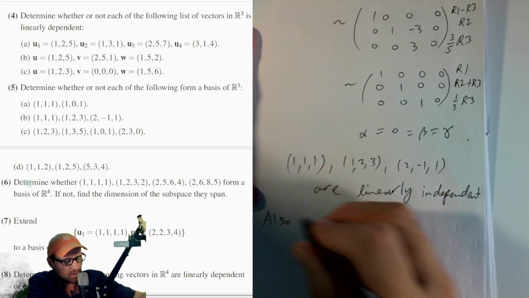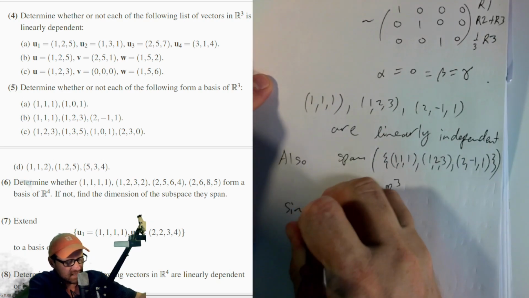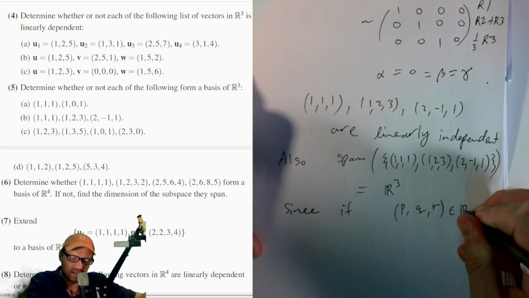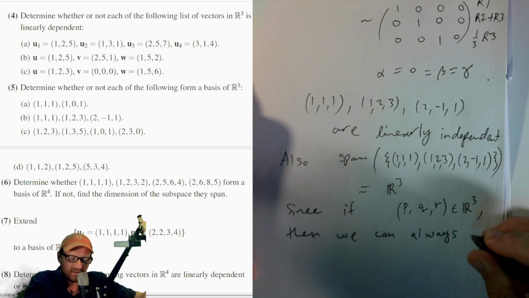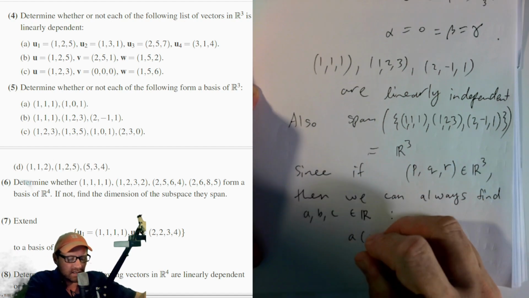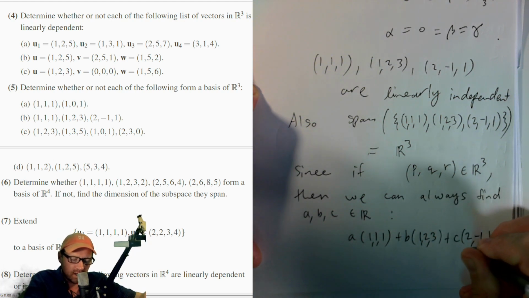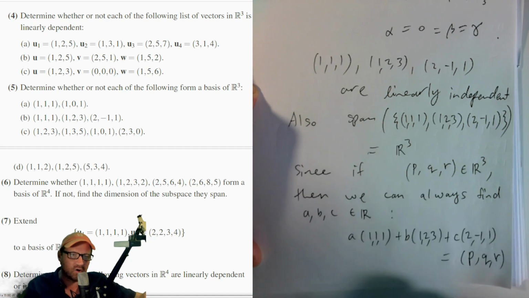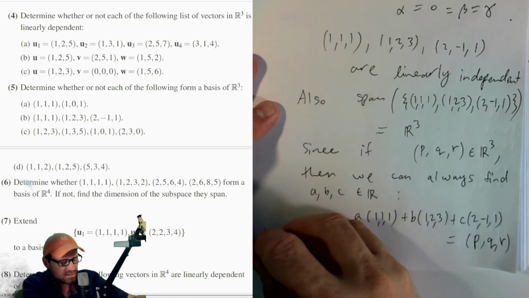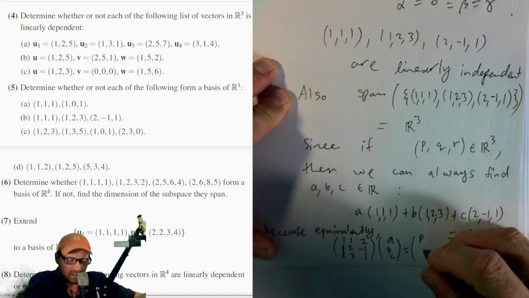Okay, so let's say also the span of the 3 vectors is equal to R3, because if the vector PQR is an arbitrary vector in R3, then we can always find coefficients A, B, and C that are real numbers, such that A times (1, 1, 1) plus B times (1, 2, 3) plus C times (2, -1, 1) is equal to (P, Q, R), no matter what numbers P, Q, and R are, because equivalently, we have this matrix equation equal to PQR.